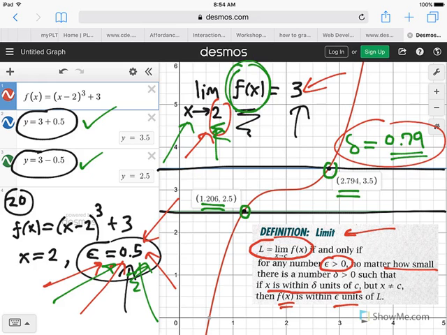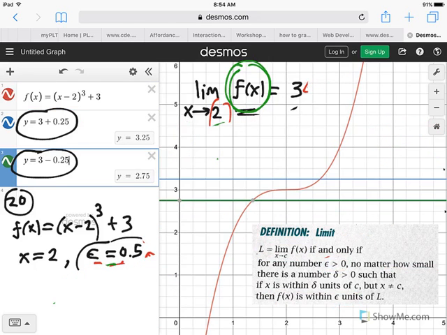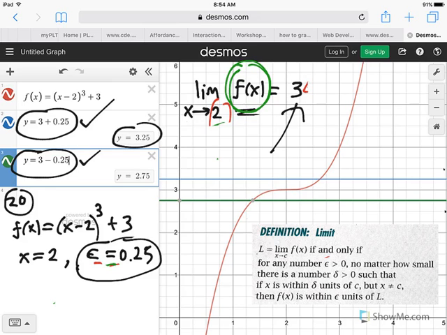So let me demonstrate with a couple of examples for epsilon that are smaller than 0.5. So what if I were to change the value for epsilon from 0.5 to 0.25? What would happen? Well, you would have the limit, which is still 3, plus epsilon, and the limit minus epsilon. So I will have y is equal to 3.25 and y is equal to 2.75. And this is the horizontal line y is equal to 3.25, and here's the horizontal line y is equal to 2.75.